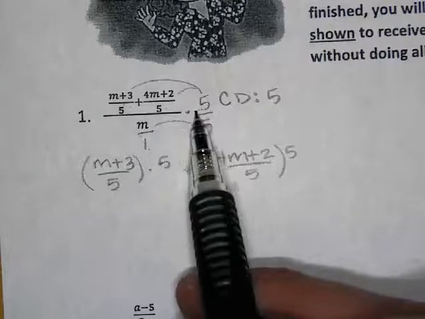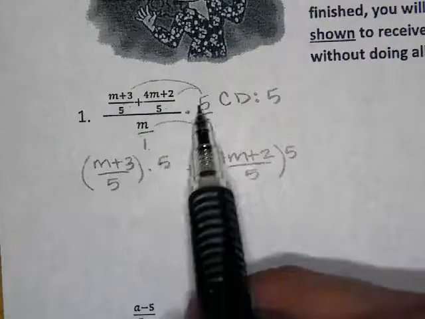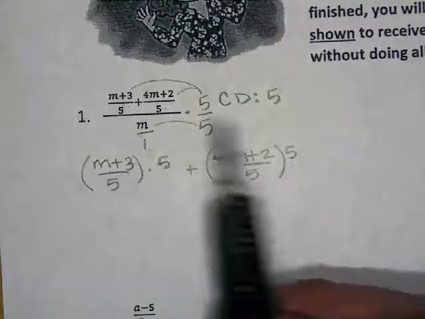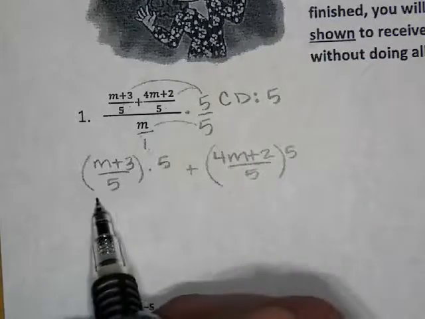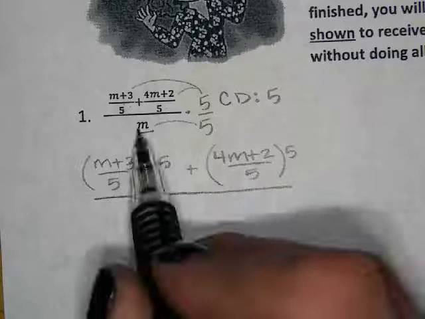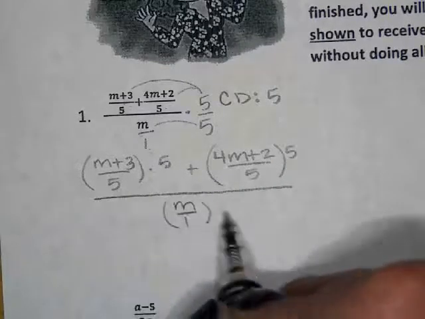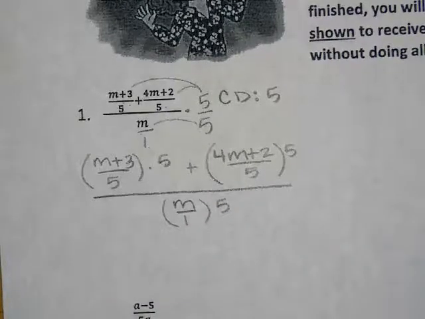So this was me taking the top and multiplying the first fraction by 5. You can see there's me showing my work. I multiplied the first fraction by 5. Here's me taking the second fraction and multiplying that fraction by 5 and showing my work. And then on the bottom, I have m over 1, and I'm multiplying that by 5. You can see me showing my work there as well.